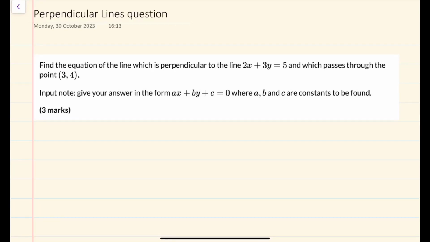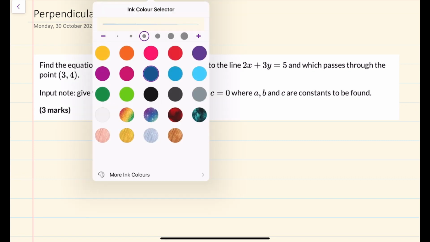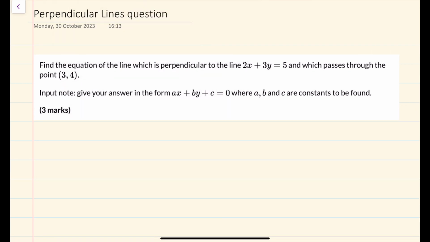This is a question about perpendicular lines. Now, this sort of thing can come up with GCSE Further Maths, regular GCSE Maths, or AS Maths, but it's a skill that you really need to know and you really need to understand. So here it says, find the equation of a line which is perpendicular to the line 2x plus 3y is equal to 5, and which passes through the point (3, 4).